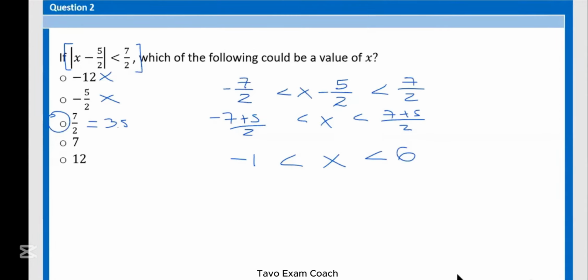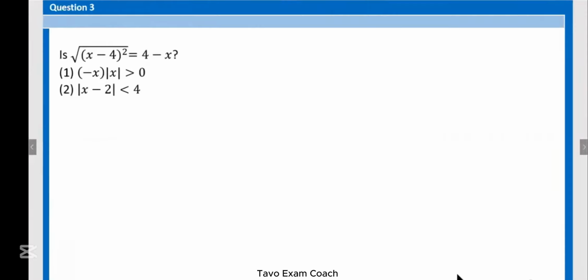Let's see the next question. Question 3. Is the square root of (x minus 4) squared equal to 4 minus x? Let's apply our general strategy for data sufficiency questions.